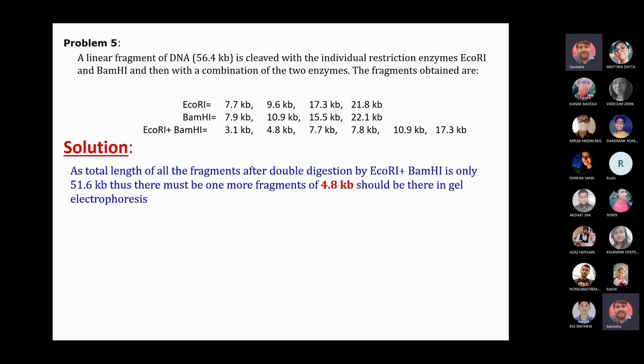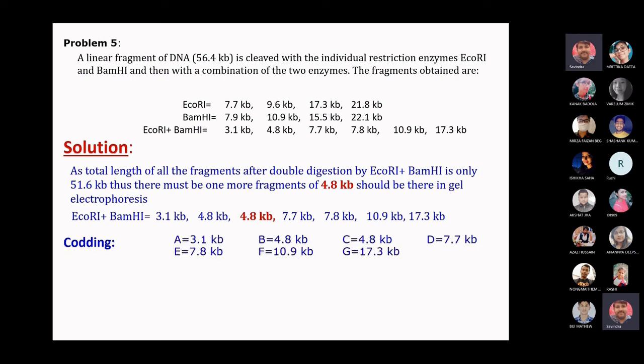So what we wrote as 3.1, 4.8, it should be written as 3.1 kb, 4.8 kb and one more 4.8 kb. Now you can do it. The moment you write it, it will be clear. Now you can do it. I'm not going to discuss it again. It's very simple. Give codes to all of these: A, B, C, D, E, F, G, and then I hope all of you can do it.